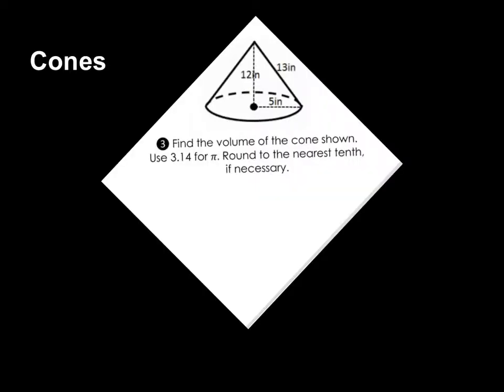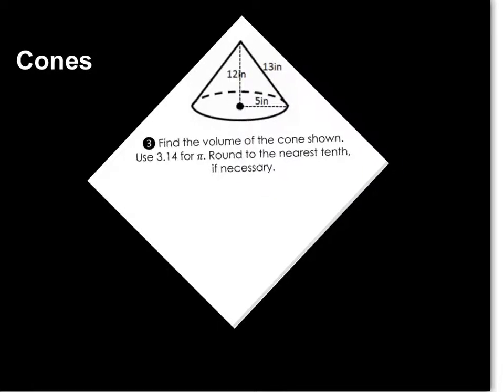All right, for our cones, we're going to find the volume. Turn over the tab that says cones. We're looking for the volume of this. On our cones, our volume is very similar to that of a cylinder. Volume of a cone, we use the formula 1/3 times the area of the base times the height. So here we're looking for volume, we're using 3.14.